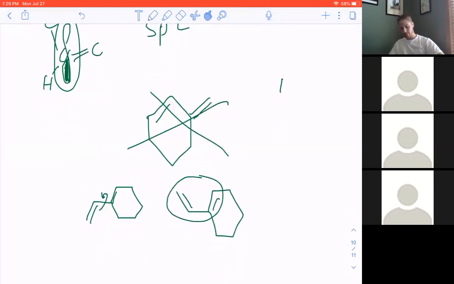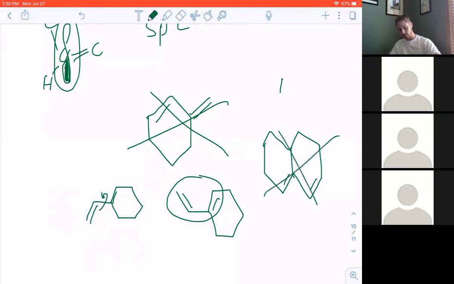Looking at the third one, it's kind of a bad drawing, but it looks like this. Once again, right now, these are trans to each other, but because they're locked in a ring, this is not able to rotate. So this one cannot do Diels-Alder, so 3 is another correct answer.